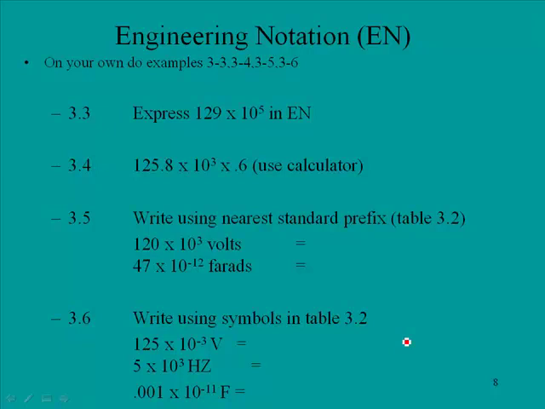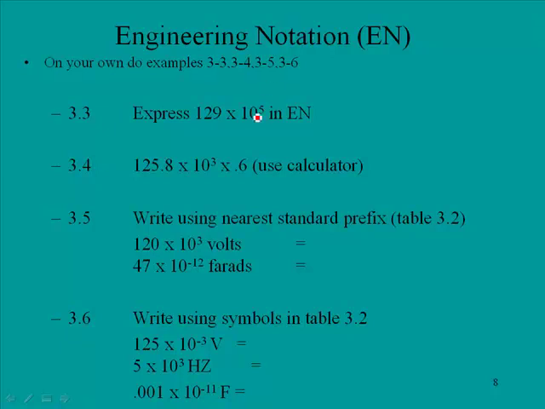In fact, you have sets of examples, 3.3, 3.4, 3.5, and 3.6. I want to do a couple or a few of the problems from each of these sections. The first one is to express 129 times 10 to the 5th in engineering notation. Now, since the exponent is 5 here, this would be unacceptable in engineering notation. So we could either go to 3 or 6. 6 is the closest one, so let's go that way.